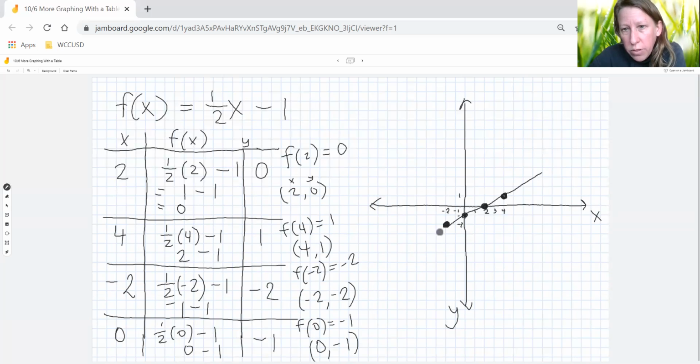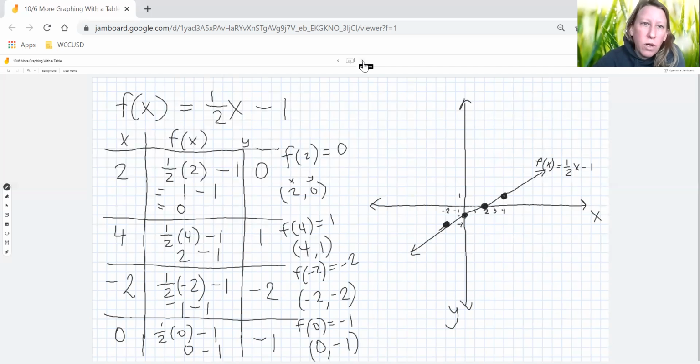We could have put 1 into the function. We could have put 3 into the function. We would get these points right here. It's a good idea to draw arrows on both ends. And I'm going to label this line. This line is f of x. Some teachers like you to actually write the whole equation next to it, so maybe I'll do that. So this is the line f of x equals 1/2 x minus 1. That's what it looks like. That represents all of the answers, all the points you could ever think of, all the solutions to this function.